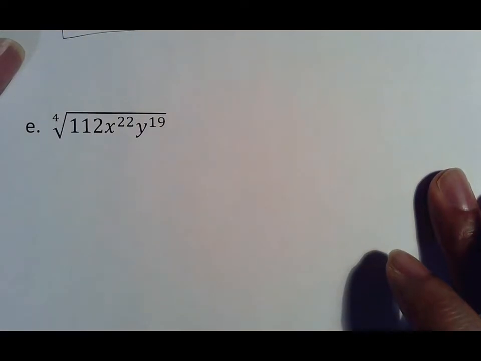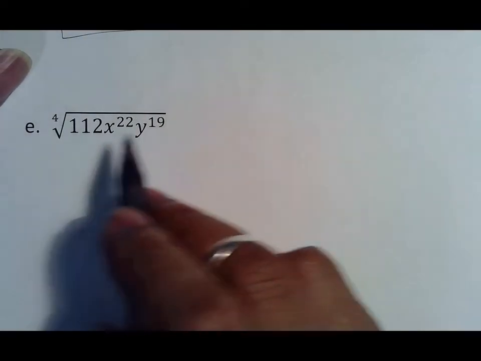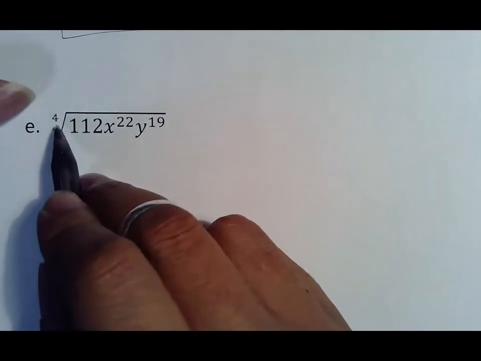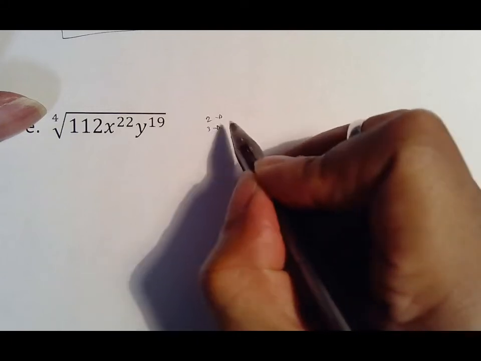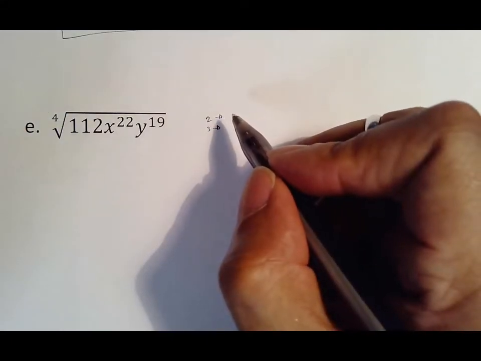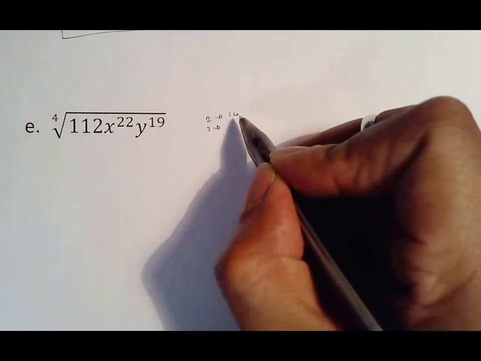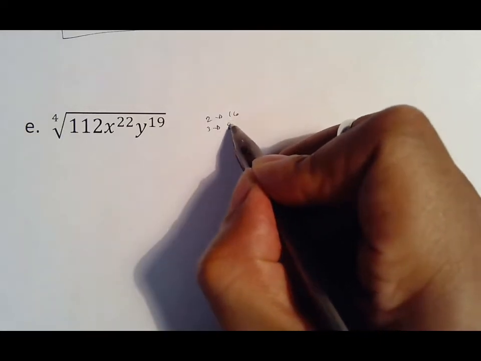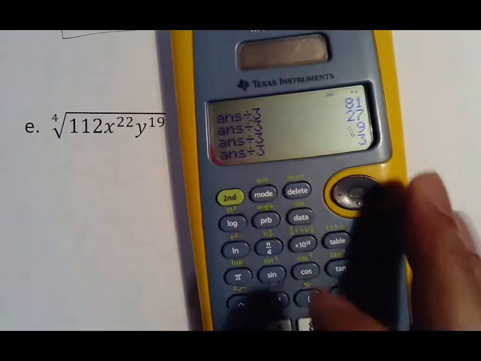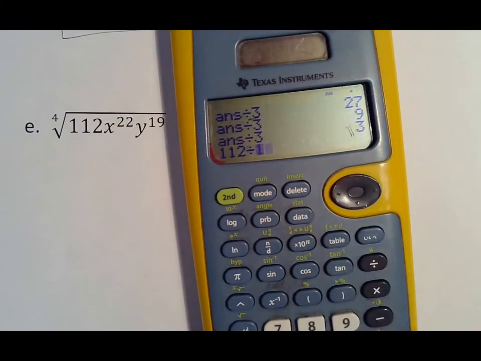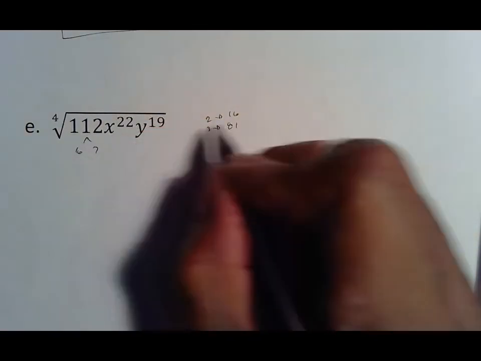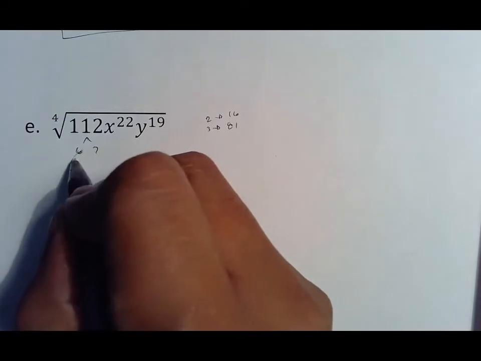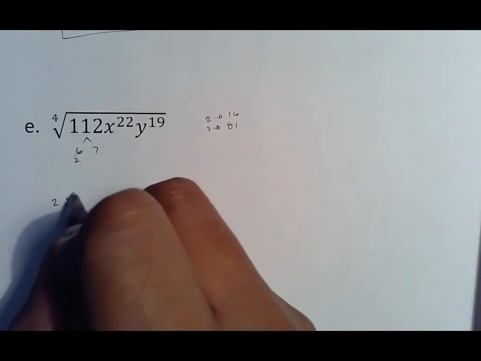112 x to the 22nd y to the 19th. I don't like doing all the prime factorizations. I like the perfect numbers because it's easy enough to count by 2 and 3, plus I've memorized 2 and 3. 2 to the 4th is 2, 4, 8, 16. 3 to the 4th is 3, 9, 27, 81. So let's see, does 16 go into 112? It does, 7 times. So 16 times 7. Remember, 16 breaks down to be a 2. So this is 2 times the 4th root of 7.